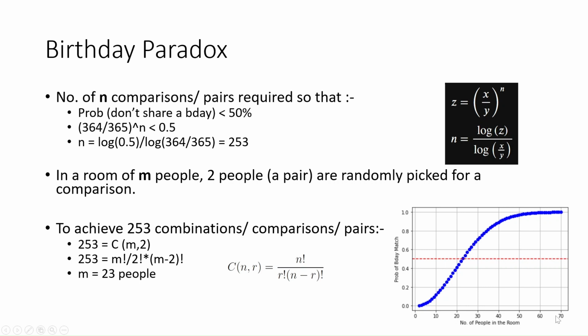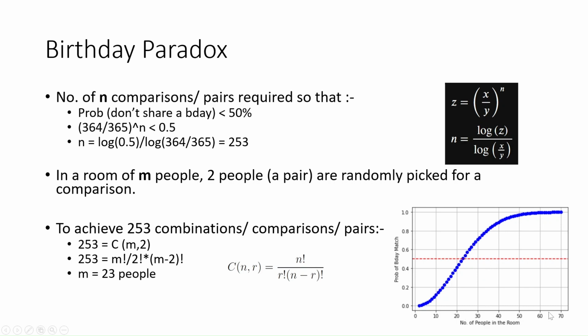On the x-axis, we have the number of people in the room. It starts from 2 and goes to 71. And on the y-axis, we have the probability of birthday match, that means the probability that at least one pair out of these people has an overlapping birthday. This red line is the 50% probability mark, 0.5. You see this blue line crosses the red line at this point, and if we come down, this is at 23. So our conclusion that 23 people are required in a room so that the probability of at least 2 people having the same birthday is about 50% is correct.